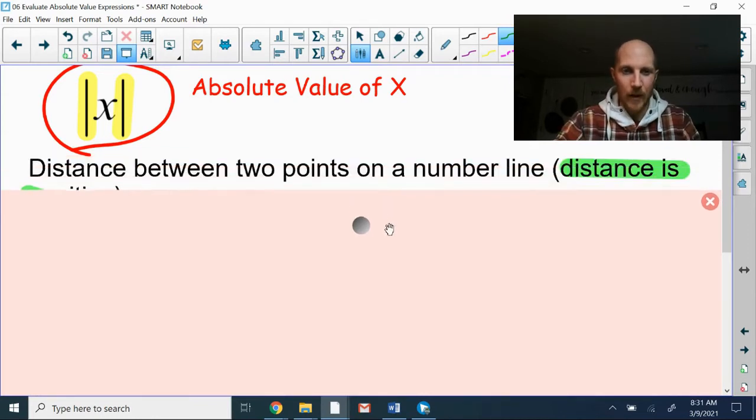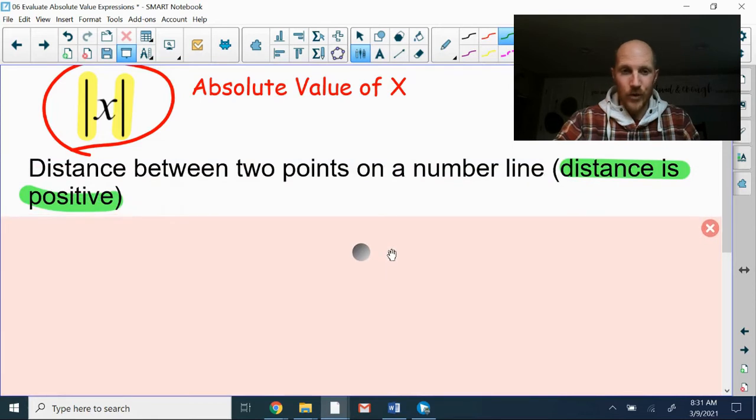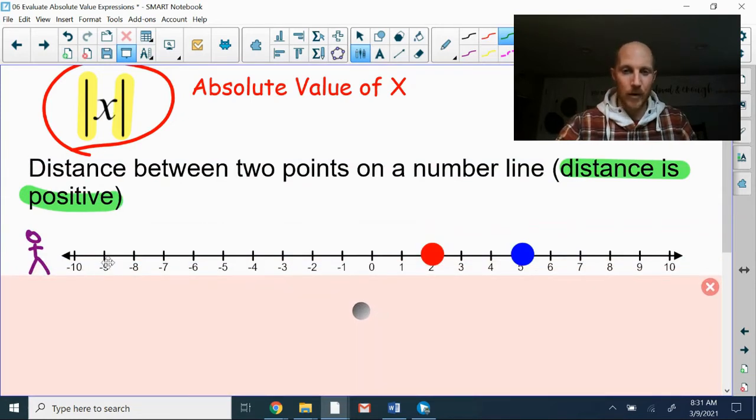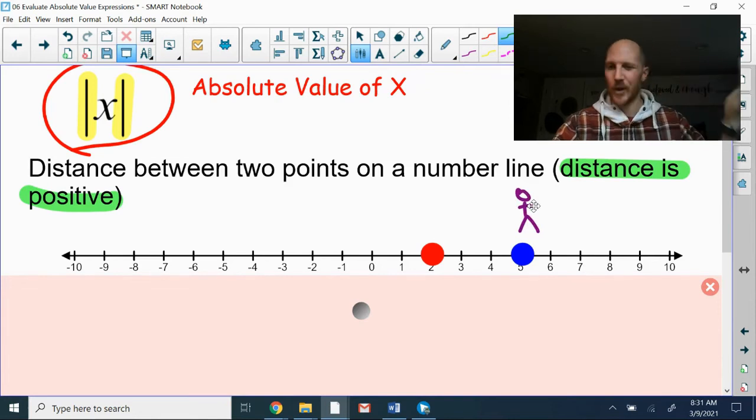And absolute value refers to the distance between 2 points on a number line. So if we're thinking about a number line, we got 2 points on here. I want to know how far apart is the red and the blue dot. We just count, right? So you can bring a little graph walker over here to help us out. If you start on the red dot and you walk over there to the blue one, 1, 2, 3 spaces, right? So we say, well, it's a distance of 3 spaces. You could just do that visually.